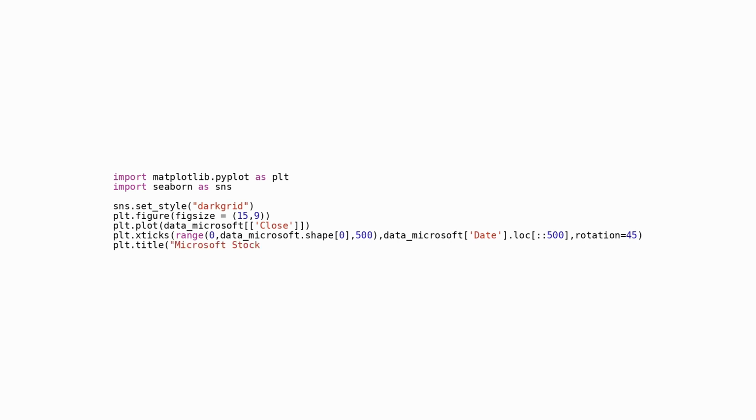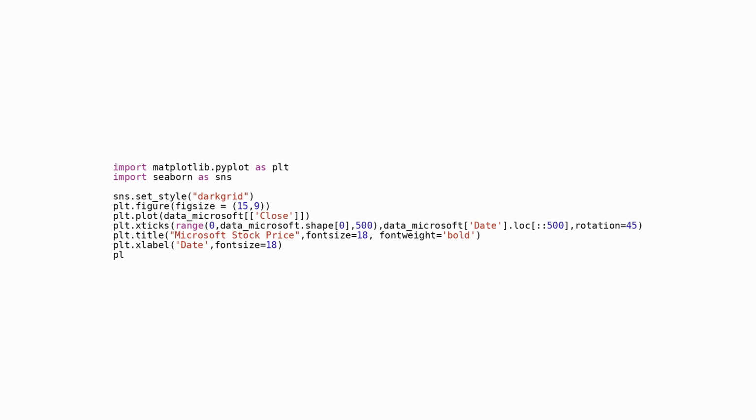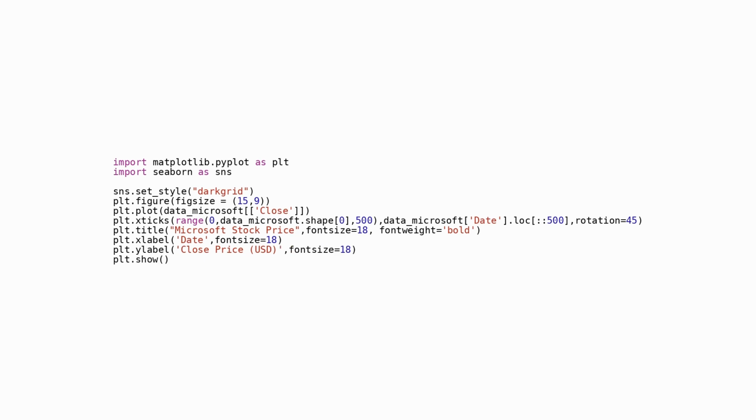5. plt.title Microsoft stock price, fontsize 18, fontweight bold assigns the plot the title Microsoft stock price along with a specific font size and weight. 6. The x-axis is denoted as date with a defined font size and bold: plt.xlabel date, fontsize 18. 7. Similarly, the y-axis is labeled as close price USD with a specific font size using bold: plt.ylabel close price USD, fontsize 18.